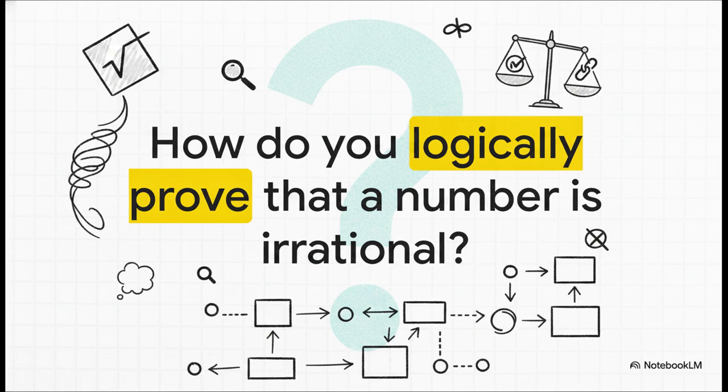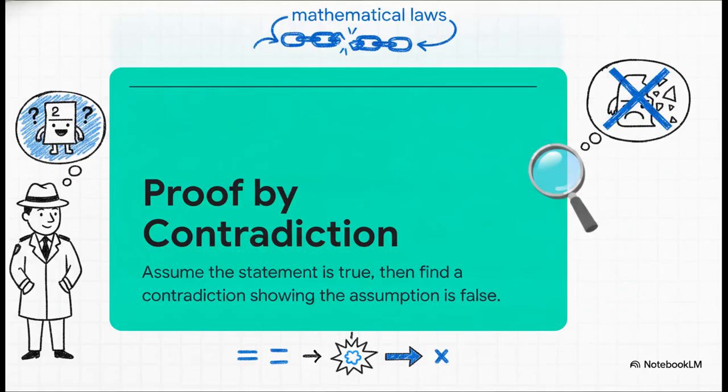You can't just sit there writing down decimals forever and say, look, it never repeats. That is definitely not absolute truth. We need a rigorous, bulletproof method. And the answer to that is a brilliantly clever technique called proof by contradiction.